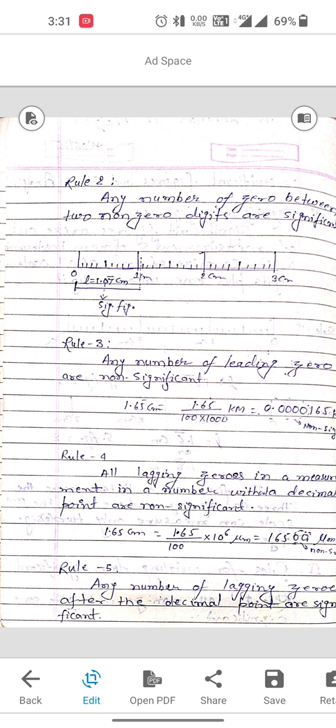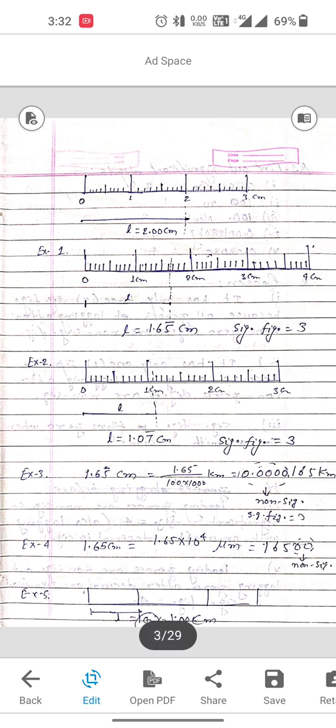Rule 5: any number of trailing zeros after the decimal point are significant. Like here, 2.00 centimeter, then they will be significant. Or for example 1.65, here 3 non-zero numbers are there, that is why it is 3 significant. Here is 1.007, as I have discussed earlier.